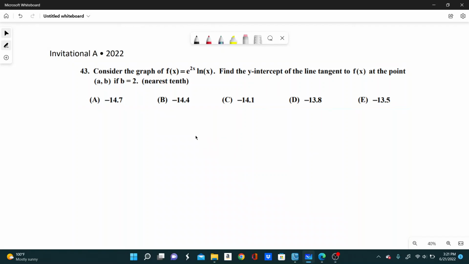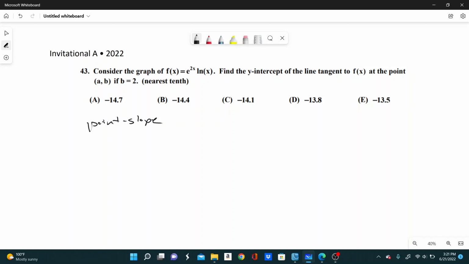Number 43. Consider the graph of f of x equals e to the 2x times the natural log of x. Find the y-intercept of the line tangent to f of x at the point a comma b if b equals 2. So anytime you're trying to find the tangent line to a graph, you're always going to want to use point slope, or the point slope form of a line.